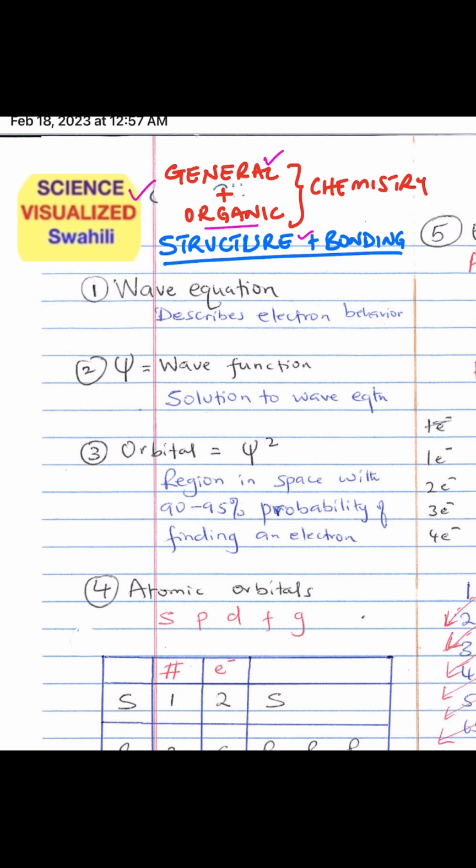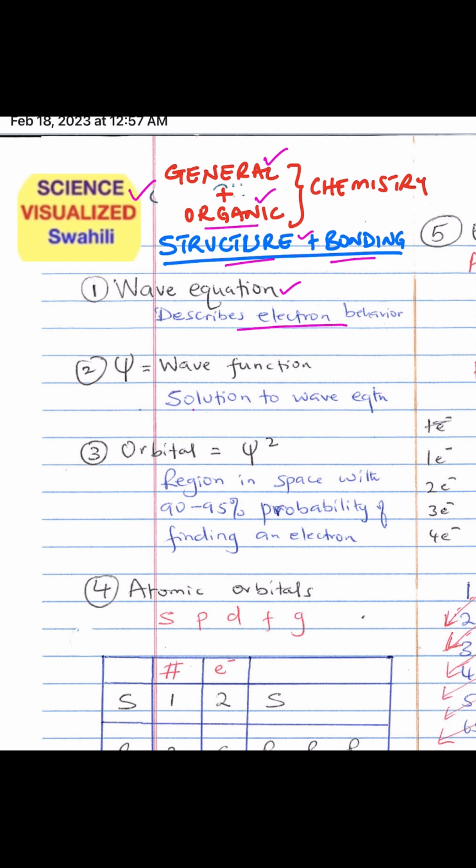Today we're looking at a topic that's covered in both general and organic chemistry, that's structure and bonding. To start with, we'll describe what a wave equation is. A wave equation is an equation that describes all the behavior of an electron in an atom. So if you can have an equation that will fully describe all the characteristics and the behavior of that electron, that will be the wave equation.